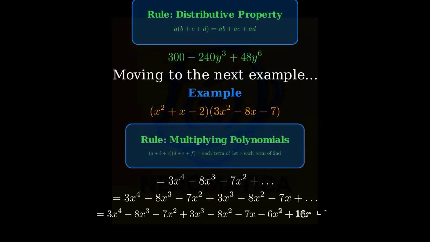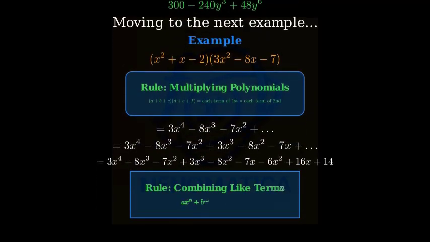Finally, we'll multiply the third term of the first factor, which is negative 2, by each term in the second. Negative 2 times 3x squared gives us negative 6x squared. Negative 2 times negative 8x gives us positive 16x. Negative 2 times negative 7 gives us positive 14. Now, we need to combine like terms to simplify our expression. Like terms are terms with the same variables raised to the same powers.